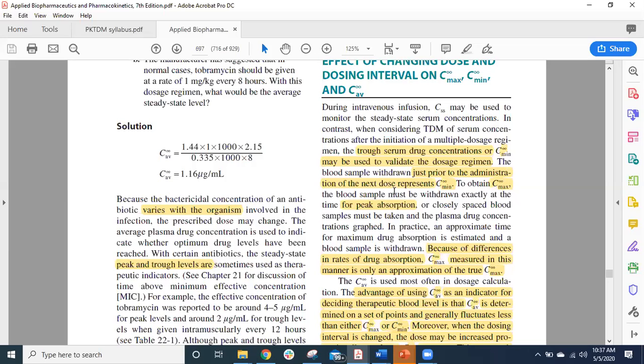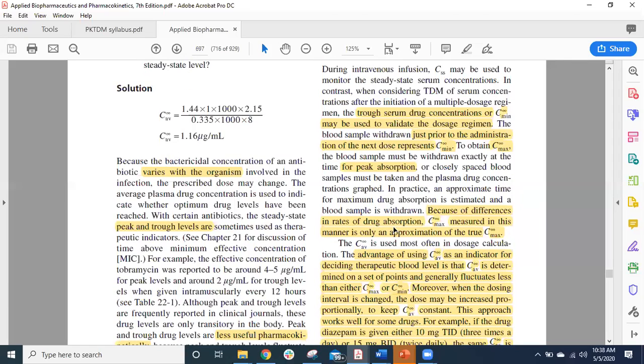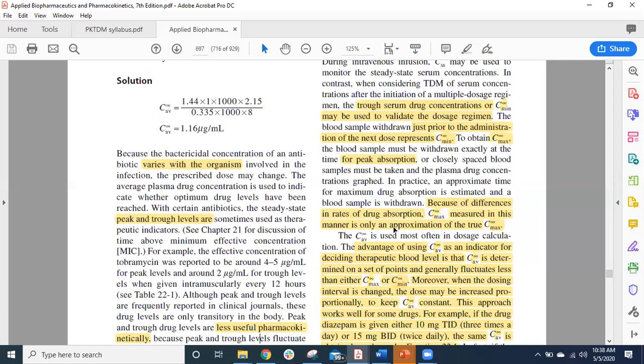So we take the sample just before the next dose. But to obtain a C max, the blood sample is drawn exactly at the time of peak absorption. Based on this fact, we space the doses and give a recommendation on when the sample has to be taken.